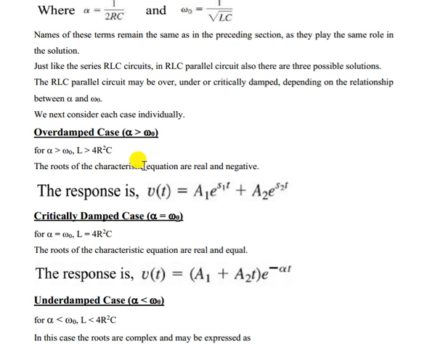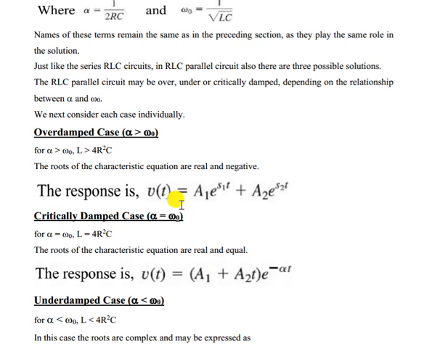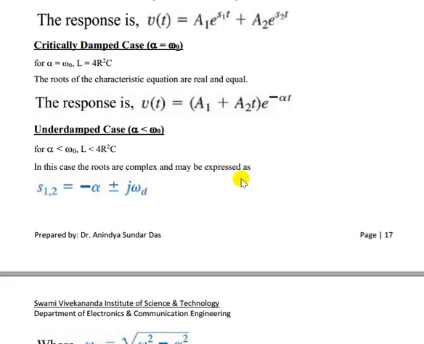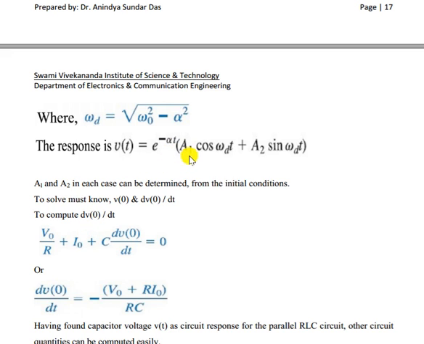Now similarly, when alpha is greater than omega 0, what happens? That is the overdamped response, and V should be A1 e to the power s1t plus A2 e to the power s2t. Roots are real and unequal. For the critically damped case, by the same token, V is A1 plus A2t into e to the power minus alpha t. That I have already solved for the previous case. And for the underdamped case, it has complex roots, minus alpha plus minus j omega d, where omega d equals root over omega 0 square minus alpha square, and the response is e to the minus alpha t times A1 cos omega d t plus A2 sin omega d t.